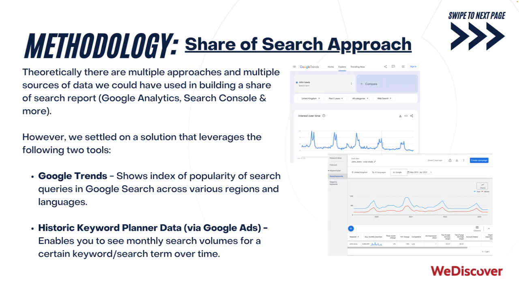Google Trends data, which if you haven't used it before, enables you to look at the popularity of a search over a period of time and goes back as far as 2004/5. And historic keyword planner data, which is a way to get an idea of monthly search volume for a given search term for the last 3 or 4 years.